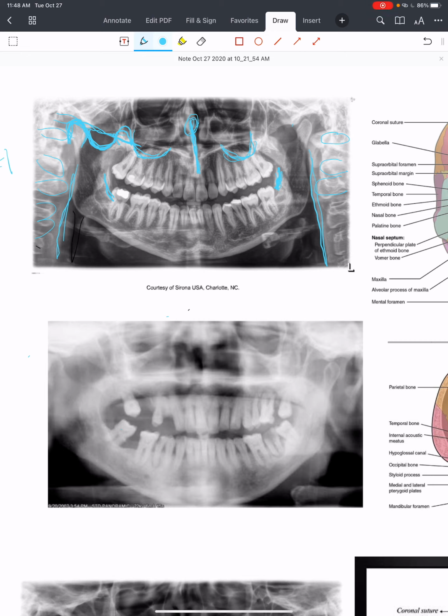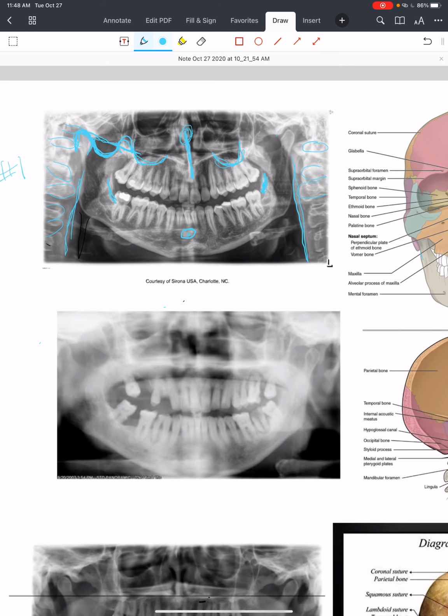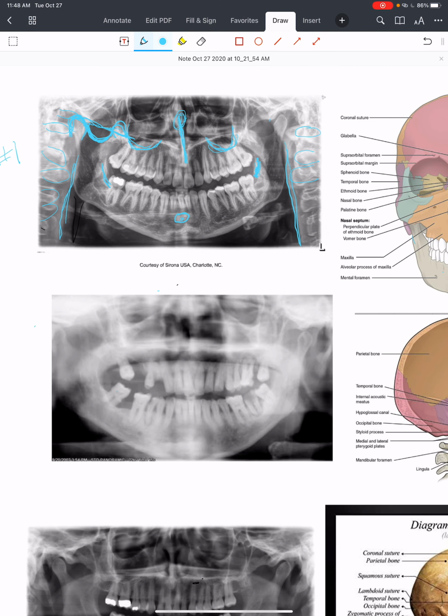It is going to be right below the central incisors, right here. Oftentimes it looks like a bullseye, like this. And this is called the genial tubercles. And that's about it for image number 1.